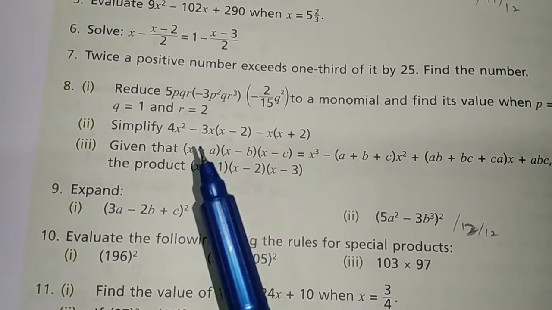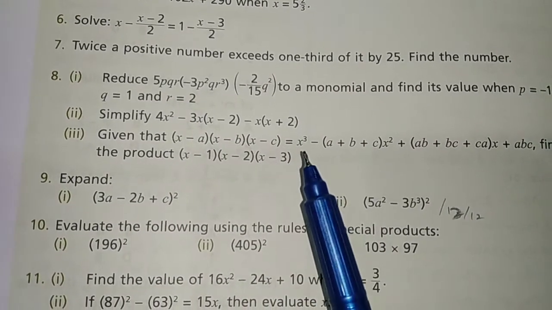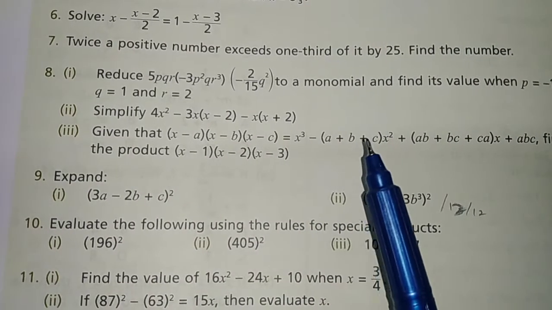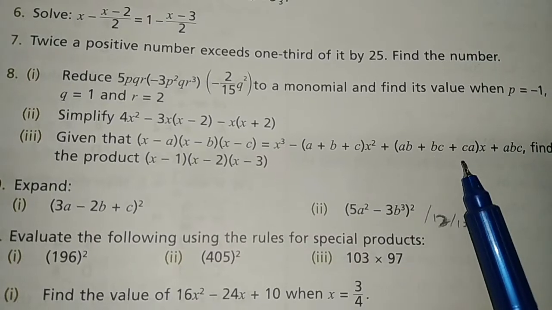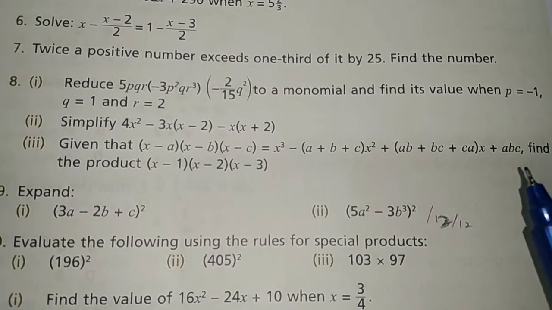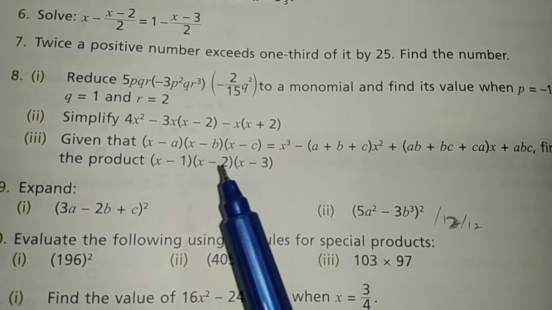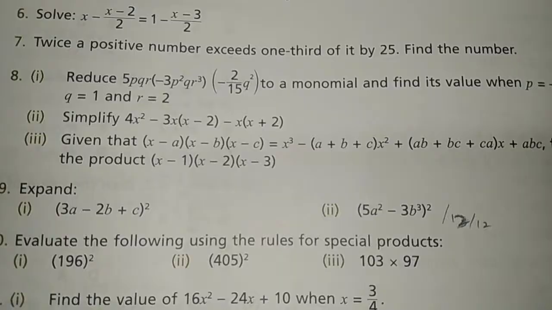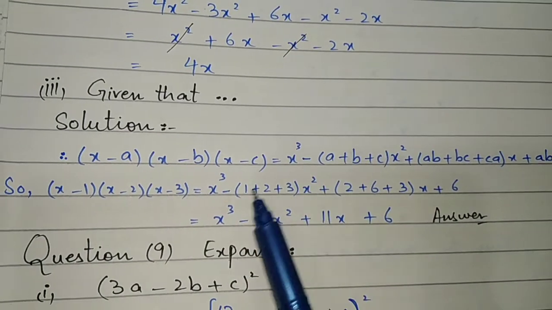Part number 3 is given that x minus a times x minus b times x minus c equals x cube minus a plus b plus c times x square plus ab plus bc plus ca times x minus abc. The formula is given in the question. You have to use this formula to find the value of x minus 1 times x minus 2 times x minus 3. Now by using this formula, we can write x cube as it is, minus as it is.